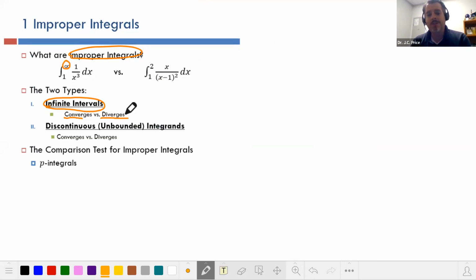Our job is to figure out: is this integral converging? When it converges, it should go to a number. Or is it diverging, which means the integral is not going to settle down on a single number? And so that's one type of improper integral.